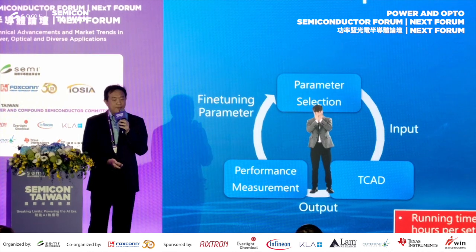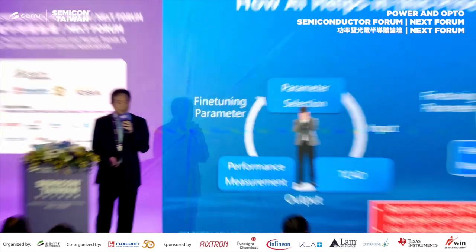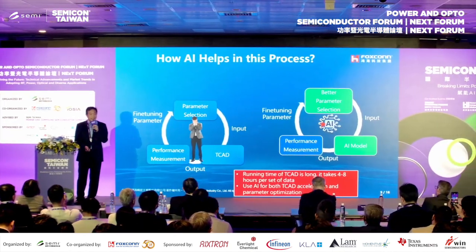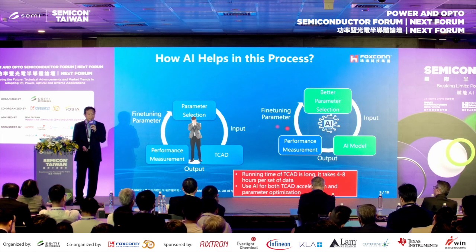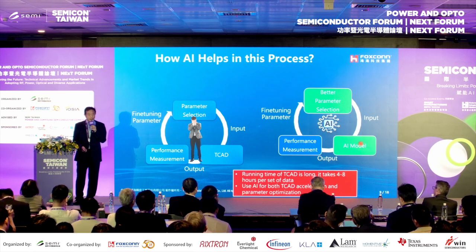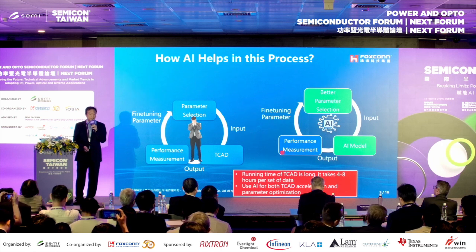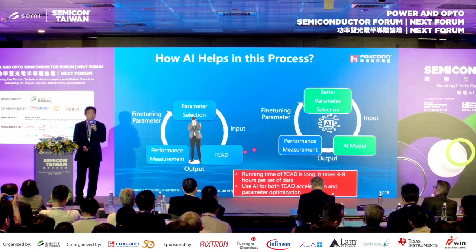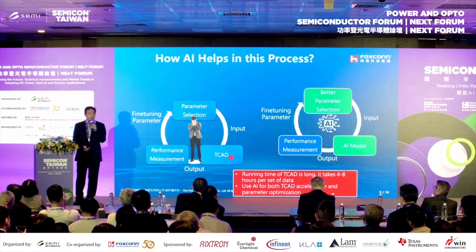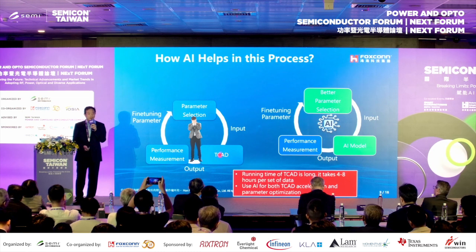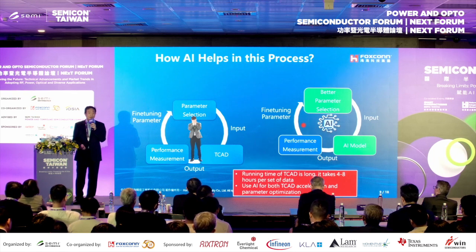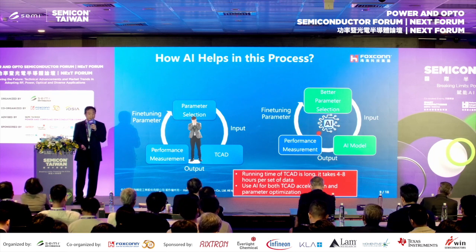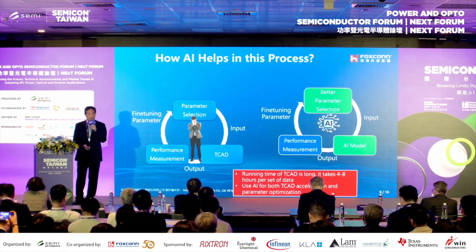So we can use AI for both TK acceleration and parameter selection. By using AI to replace this hardworking engineer, we can train an AI model to simulate the behavior of TK. And by doing this, we can speed up the TK simulation to a very great degree. And also we can use some optimization methods provided by AI algorithms to help us better select parameters.